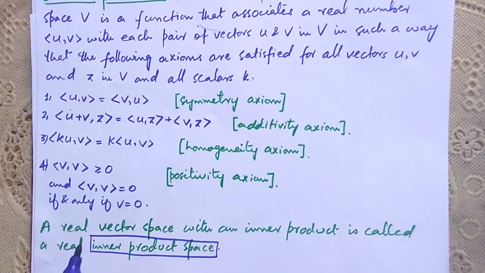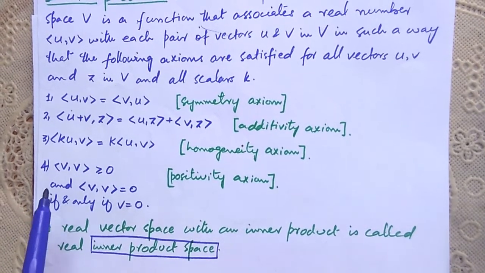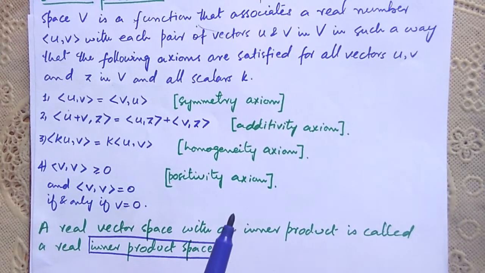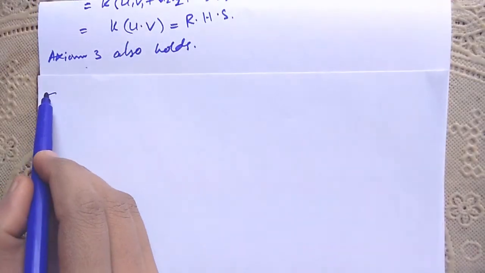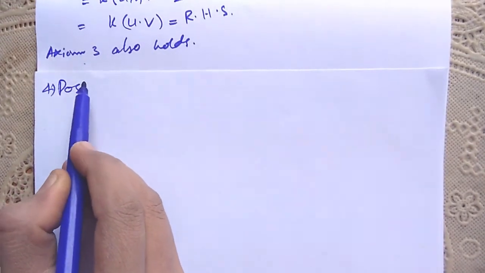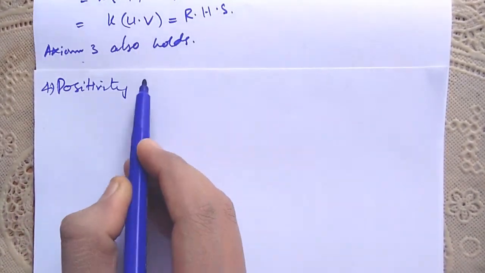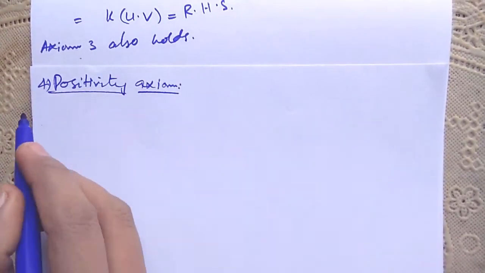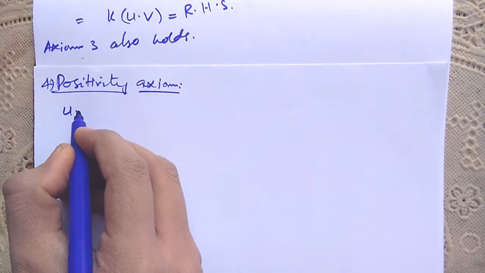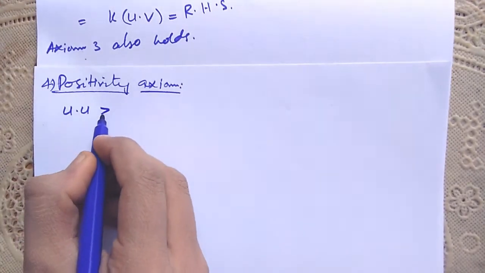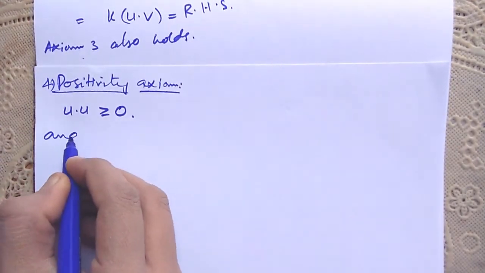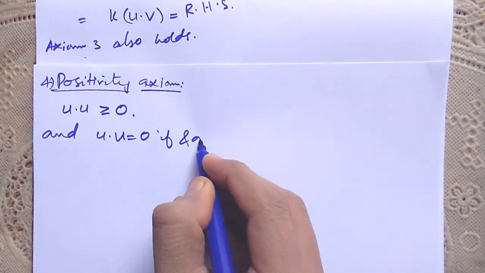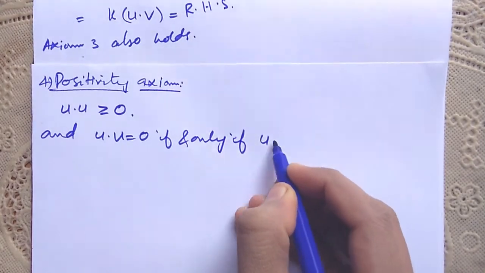Now what is fourth axiom? Positivity axiom. And according to this axiom कि जब आप किसी वेक्टर की उसी के साथ प्रोडक्ट लेंगे तो वो नॉन नेगेटिव होगी, मीन्स या तो ज़ीरो होगी या फिर पॉजिटिव होगी. सो फोर्थ axiom is positivity axiom. And in terms of dot product, positivity axiom will be u dot u is greater than or equal to 0 and u dot u is equal to 0 if and only if u is equal to 0.